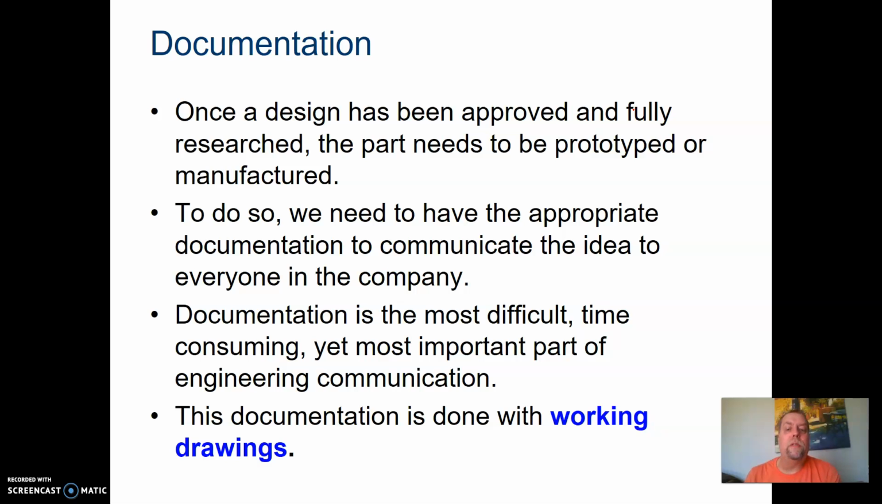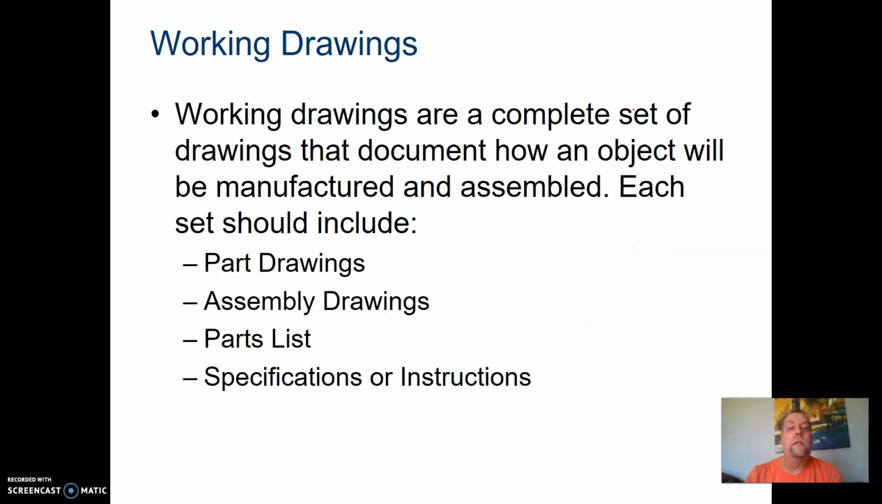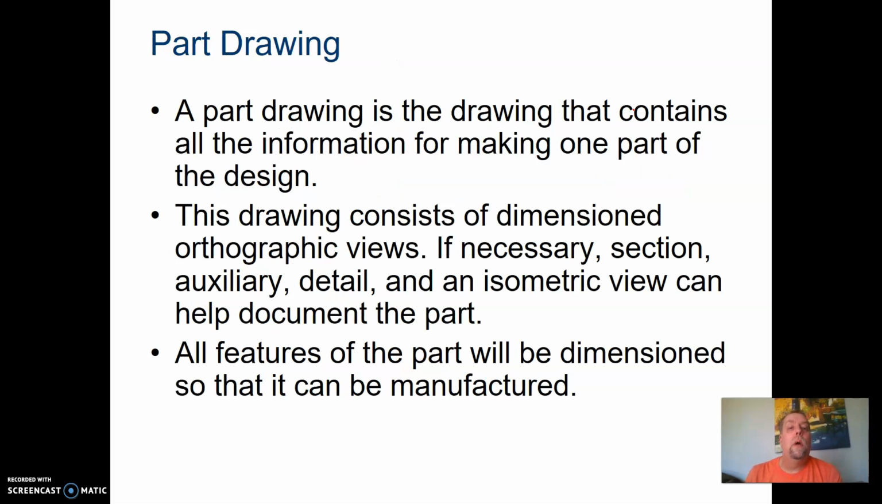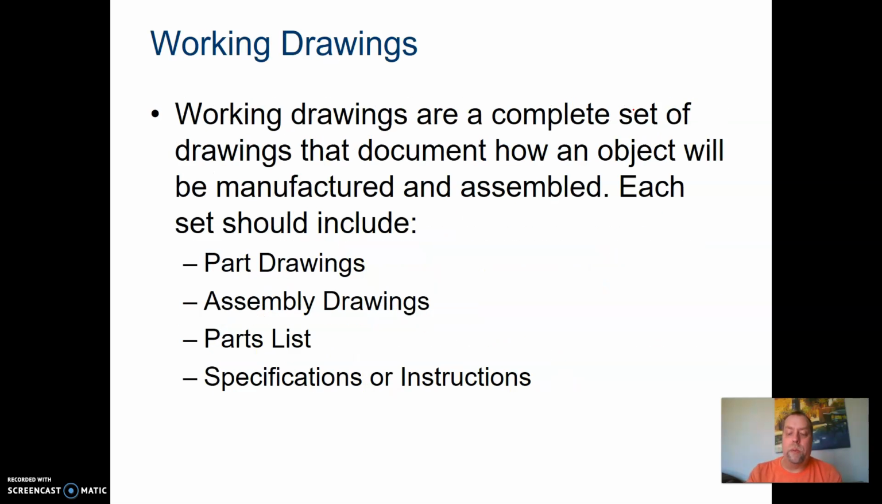This documentation is done with what's called working drawings. So a working drawing is a complete set of drawings that document how the object will be manufactured and assembled. Each is going to include part drawings, assembly drawings, a parts list, and then any kind of specifications or instructions needed as well. So we talked about part drawings, assembly drawings. You guys know part drawings. You know assembly drawings. We've talked about parts lists already.